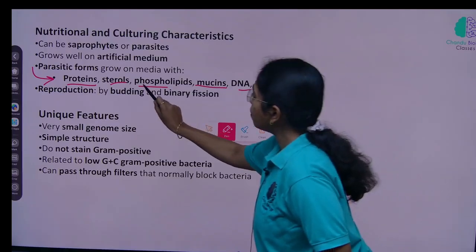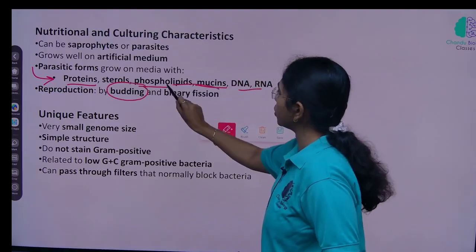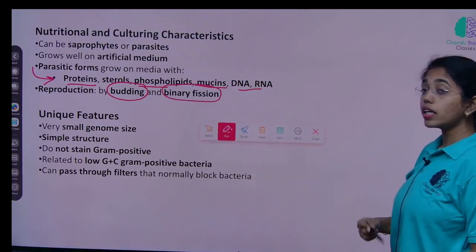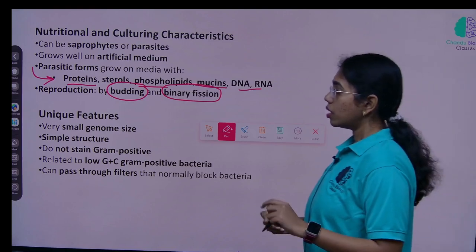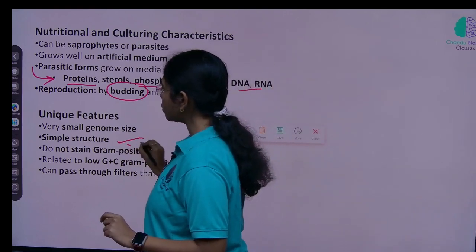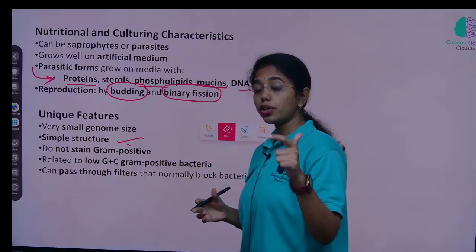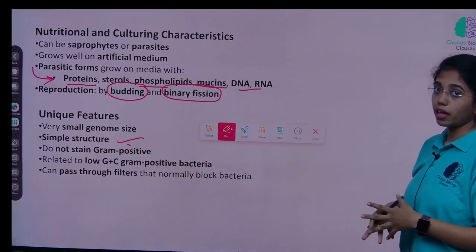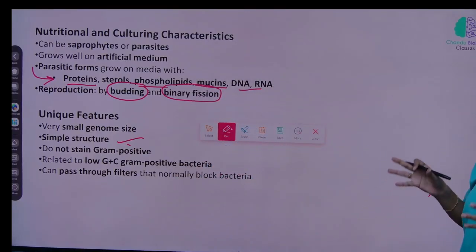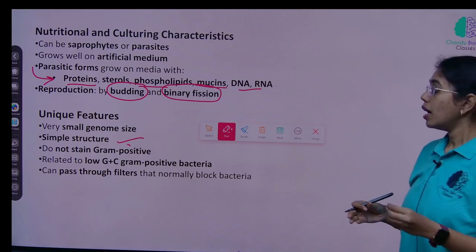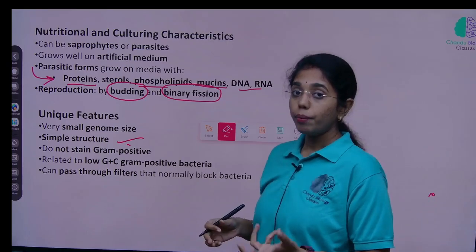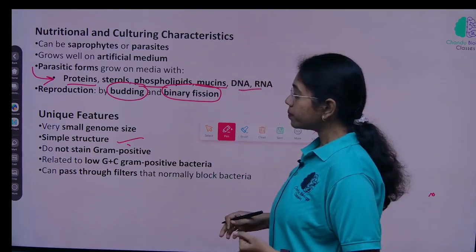Reproduction is by budding and binary fission. Fine, right? What are the unique features? They have a very small genome size and a simple structure, and they do not show any gram staining. Unlike actinomycetes or eubacteria, which you have seen previously, Mycoplasmas do not show gram staining, gram positive, because they do not have a cell wall.